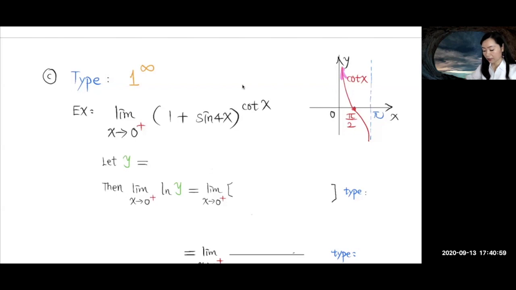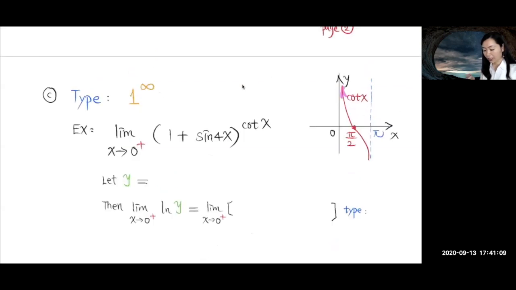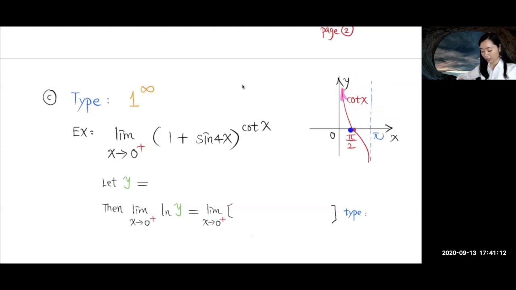Everyone, now we're going to talk about the last type of indeterminate power, which is 1 to the infinity power. So here's one example. The base here goes to 1. The exponent over here, as x goes to 0 from the right side.